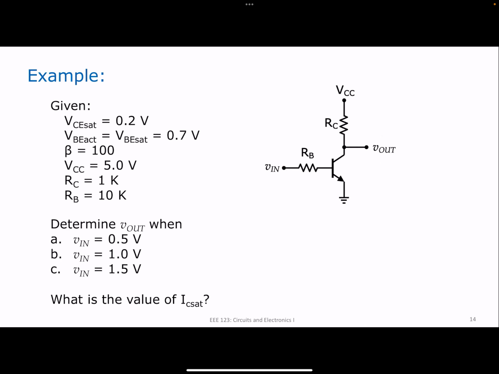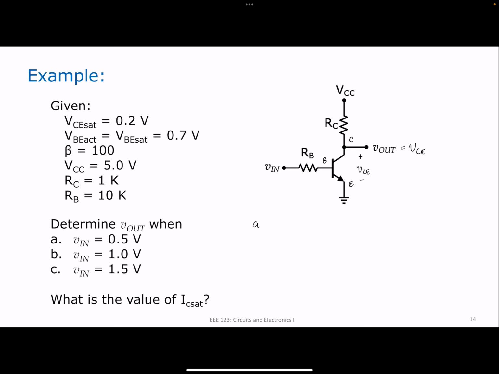In this particular case, V out is equal to VCE. Remember, this is my collector, this is my base, this is my emitter. So therefore, this is equal to VCE, which is equal to V out. I'm supposed to determine V out for 3 different conditions: when V in is 0.5, when V in is 1, and when V in is 1.5. So let me start with letter A.